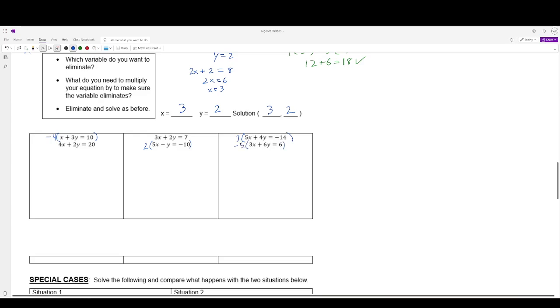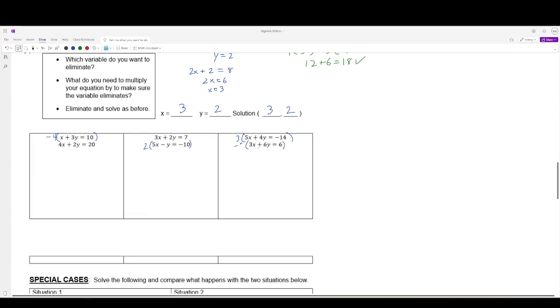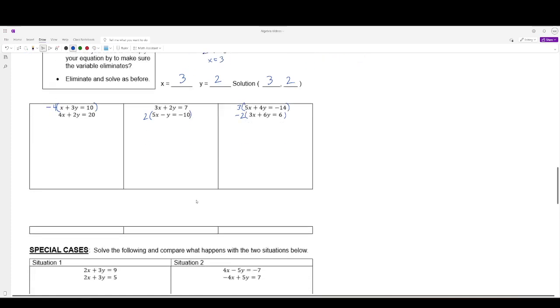That would match up 15x and -15x. Or we could make it so that the y's eliminate, and we could do that by multiplying by 3 so that we get 12y, and -2 so that we get -12y. 3 and -2 are smaller than 3 and 5, so I would choose those as my multipliers instead of doing the x elimination, because then the numbers get bigger. So I'll leave the rest of that for you to work out the steps, and we'll finish up on special cases.